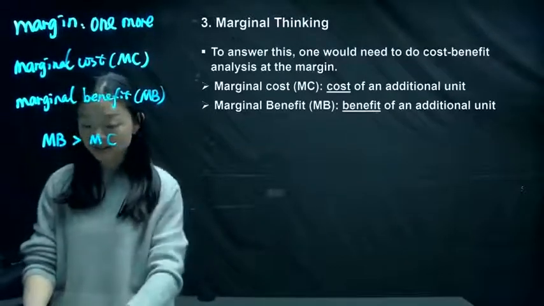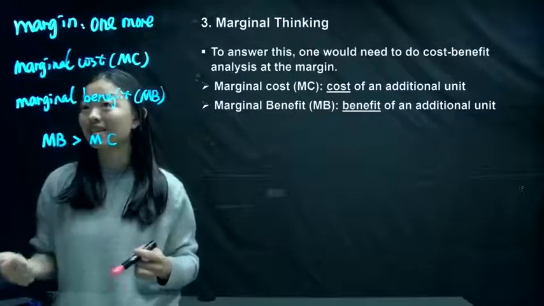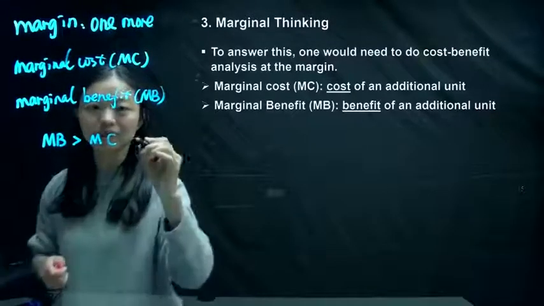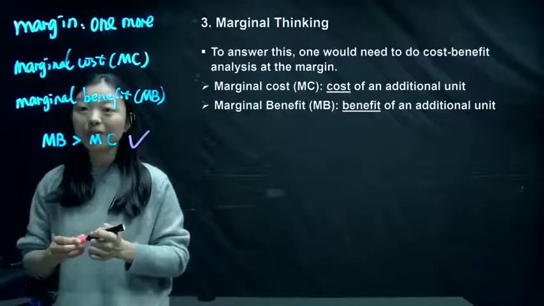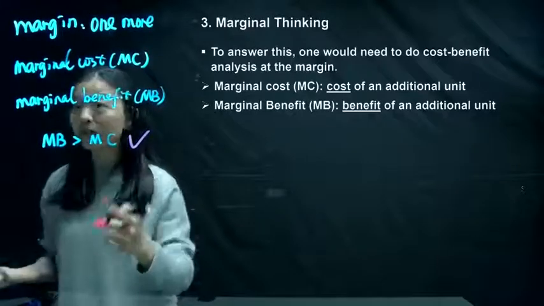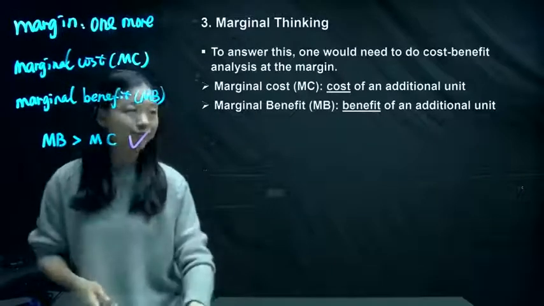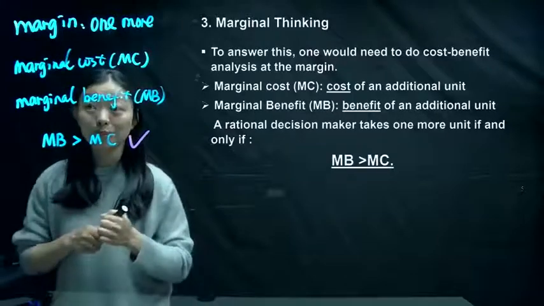When I face a decision, okay, first I need to figure out what's the marginal benefit of that decision. If it's greater than the marginal cost, then I will make the decision, right? If the marginal benefit is smaller than the marginal cost, then probably it's not a good decision, right? So this is also very important, okay?